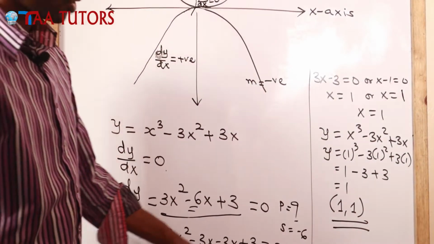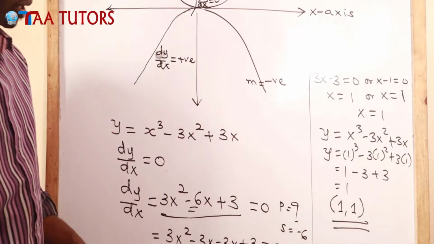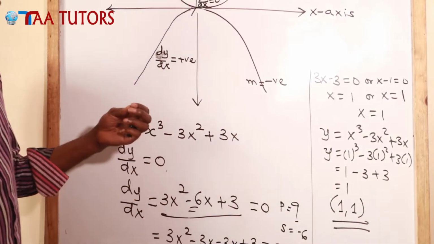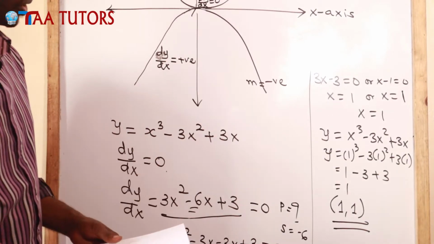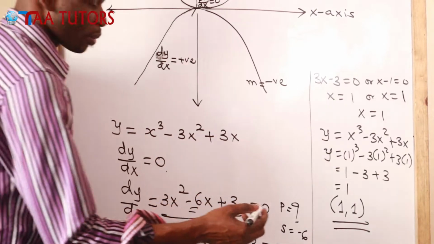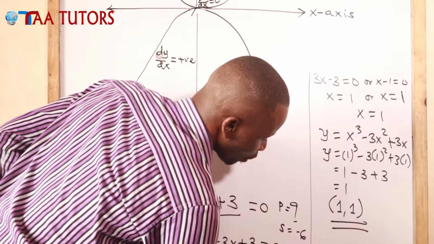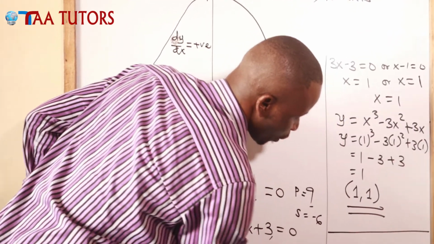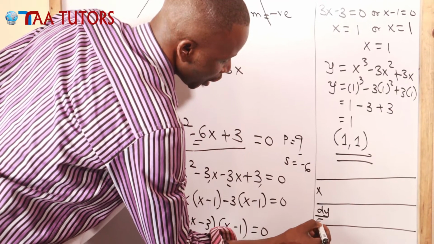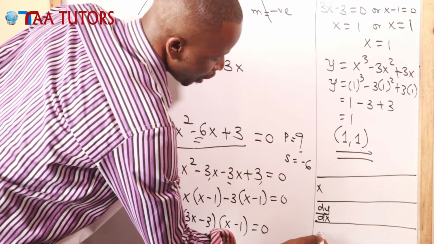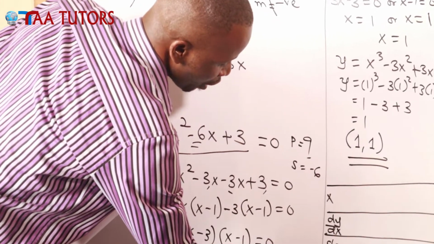So this is the stationary point. Now let's determine which kind of stationary point it is. Is it a turning point or is it a point of inflection? We can use the neighborhood test, where we have the first column as the x value, then dy/dx, and then the last one should be the shape of the graph.